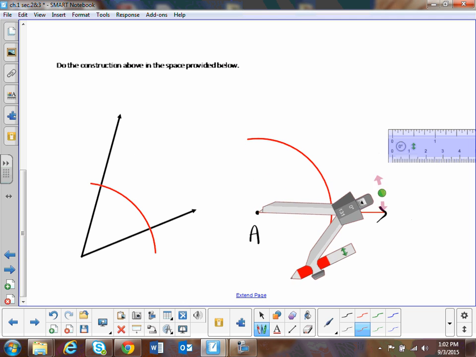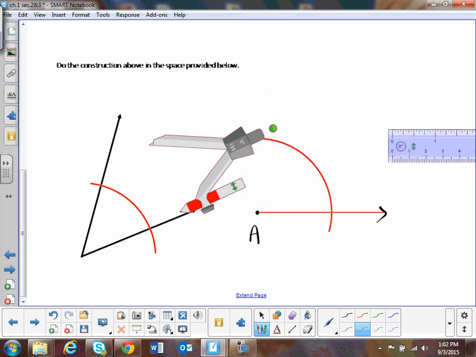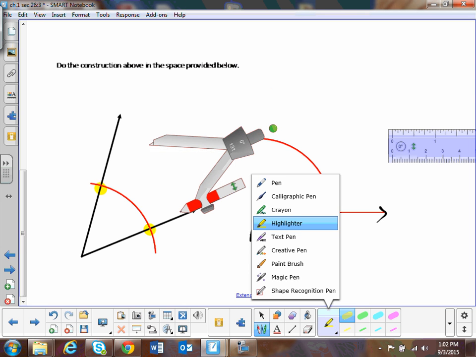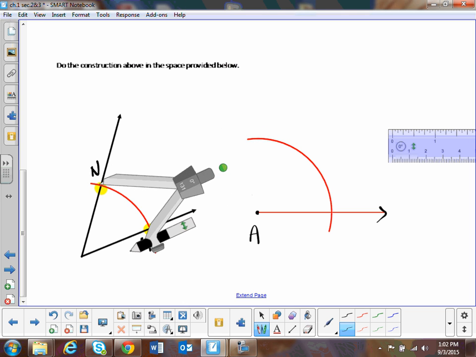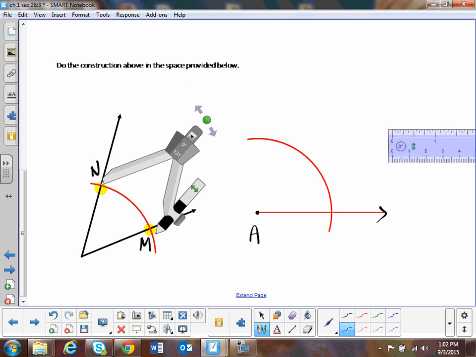Okay, and then the next thing you want to do is, and I should highlight these 2 points. Okay, this point and this point are pretty important because that's what we want to measure. So we want to measure how far apart they are. So if you also want to label them, you can. So let's label that one M and N. So we'll place it here. Bring it in.